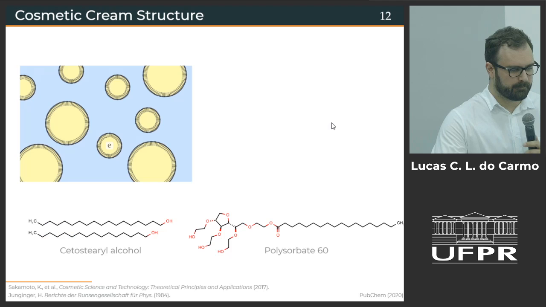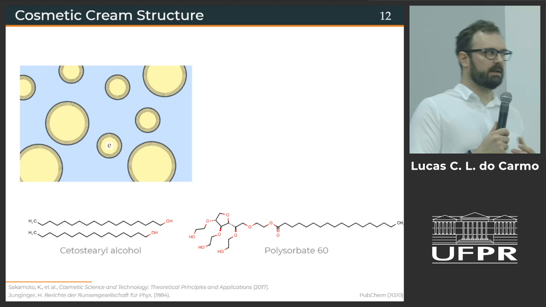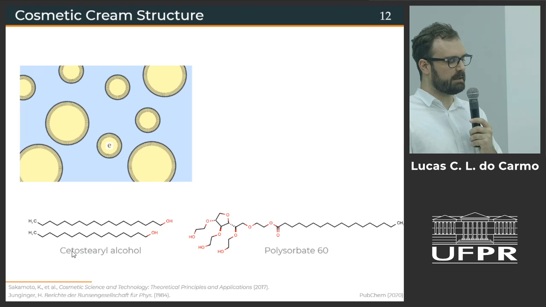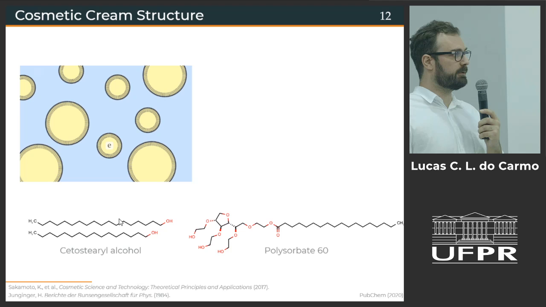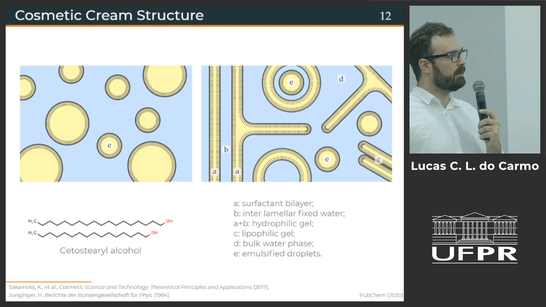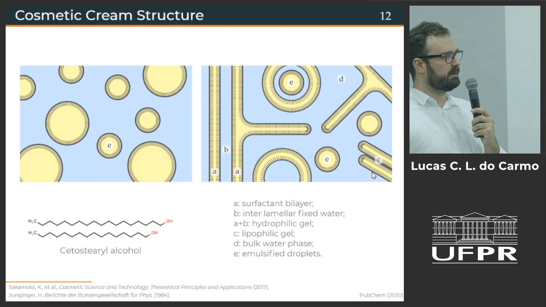However, in the creams that were formulated in this project, we not only have dispersed droplets, we have structures that are formed because these components are part of it. The cetostearyl alcohol has the capacity of forming surfactant bilayers that look a little bit like this. On the figure on the right, we have these structures. There are bilayers of surfactant that can branch out and aggregate and form multiple layers of surfactant in a crystalline liquid phase, represented by C here, or maybe surrounding droplets, represented by those structures surrounding the droplets in E.